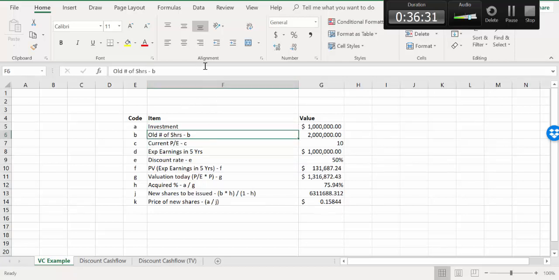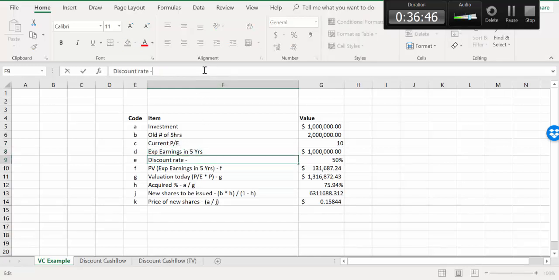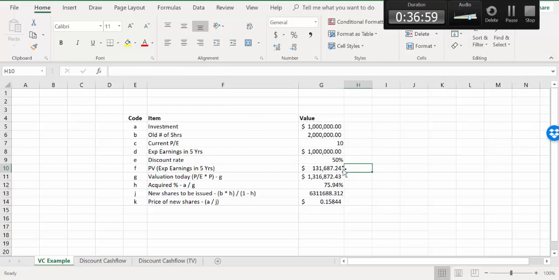The number of shares is parameter B. Current PE is parameter C. D is the expected earnings in 5 years. The discount rate they're using is very, very steep, 50%. So, present value of expected earnings. I think we're almost assuming this company doesn't make any profit in 5 years.